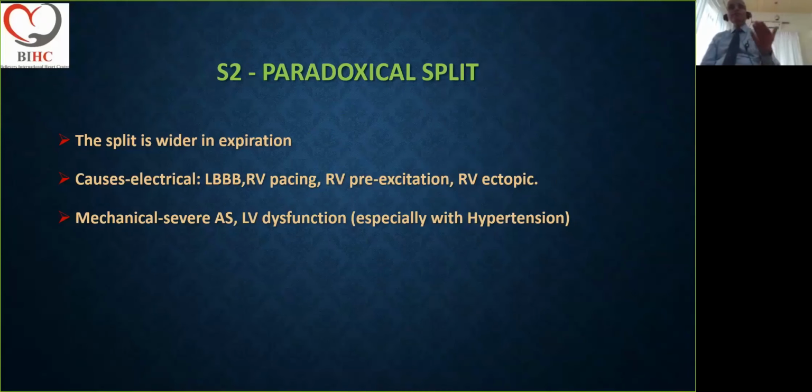Mechanical reasons, if you have severe aortic stenosis, LV dysfunction, then especially hypertension with LV dysfunction, you can get a paradoxical split.